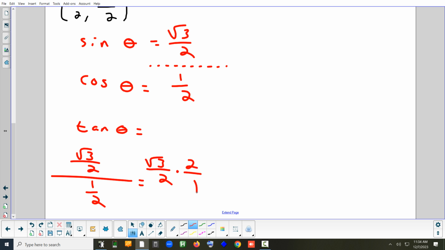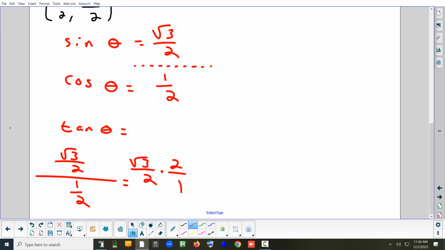So what's the first thing that happens when you multiply those together? Yeah, what cancels? The 2's. And I would have done that just by looking at these. If you divide two fractions with the same denominator, you can just cross the denominators out. And all you're left with is square root 3 in the top and 1 in the bottom. And there you go. So that's your tangent.